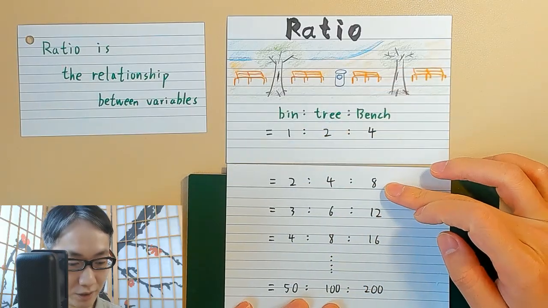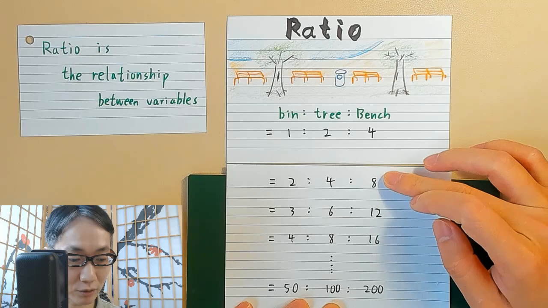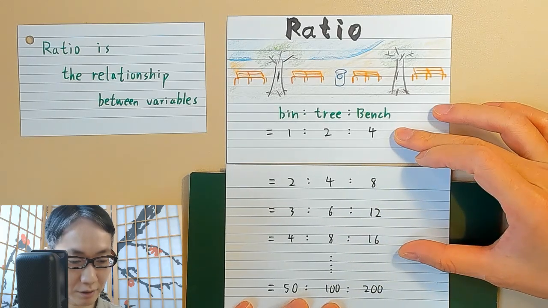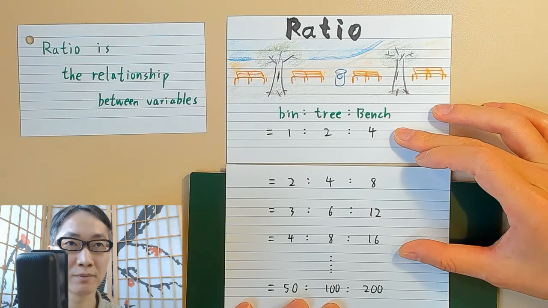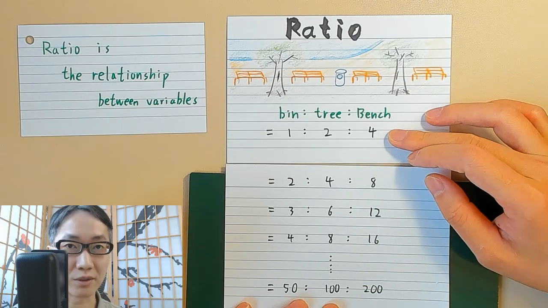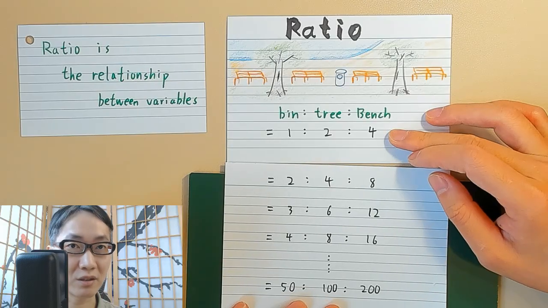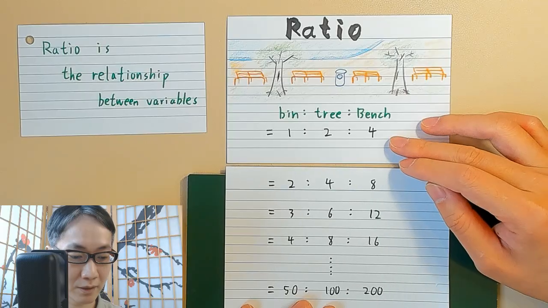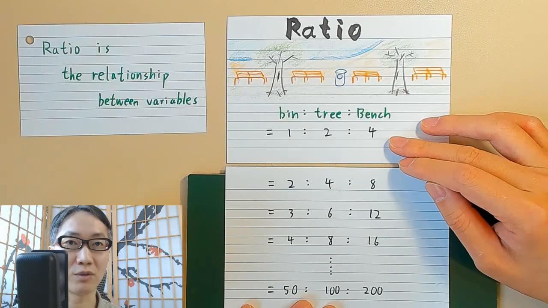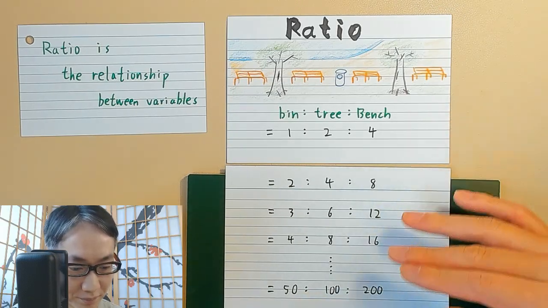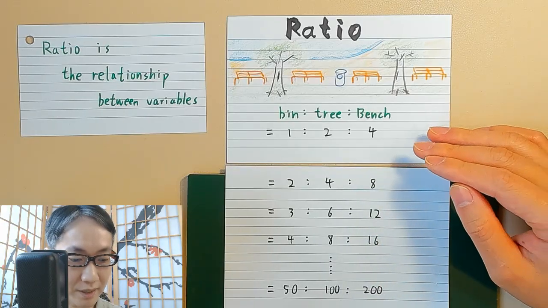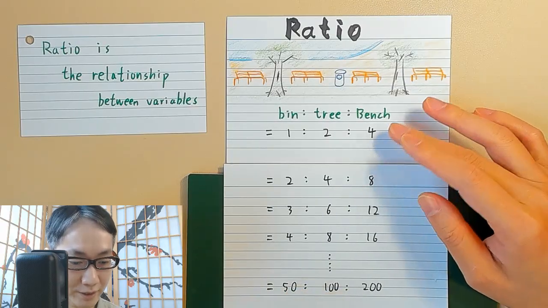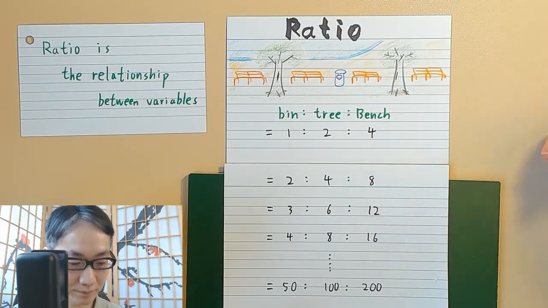And from here to here, everything is divided by 2. And then from here to here, everything is divided by 4. However, this one is the simplest already because if we divide further, then we'll have fractions or decimals. And we don't want to see that in a ratio. So wherever we have the lowest integers possible, then it is a good way to represent the ratio.